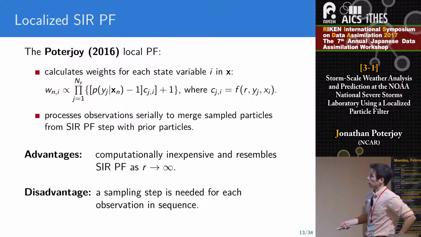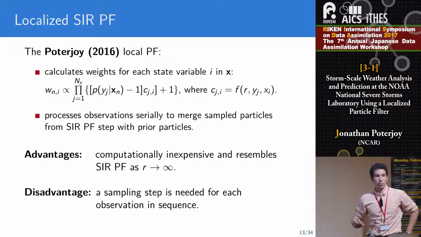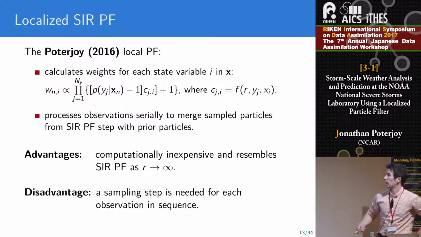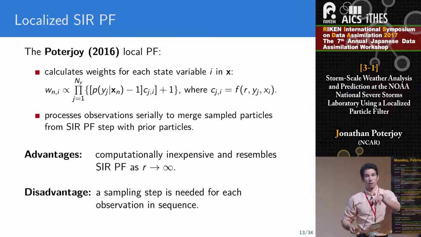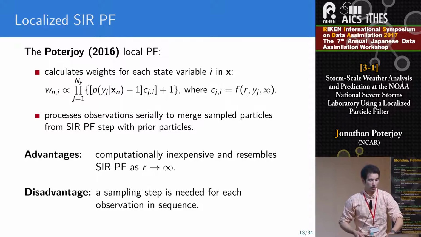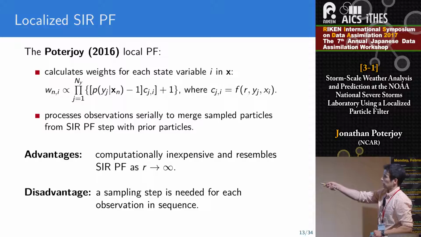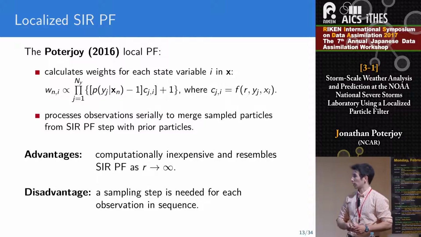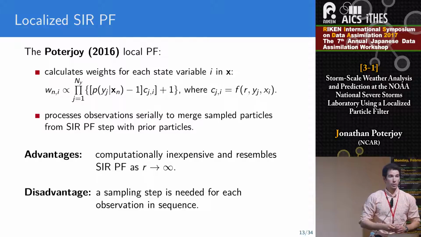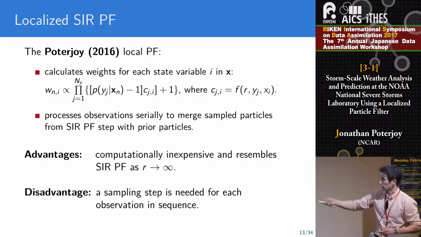And so if C is equal to 1, you get the sequential importance resampling particle filter back. And if C is equal to 0, then essentially you're just going to update whatever state variable is closest to the observation. And the way I'm going to produce samples so that they match the properties of the posterior F given by these weights is to process observations one at a time and merge sampled particles together with particles selected during the sequential importance resampling step.